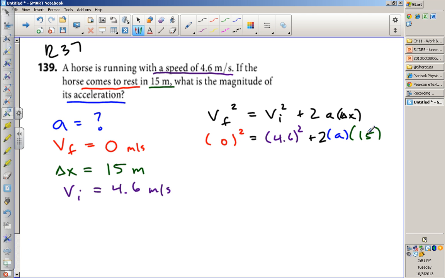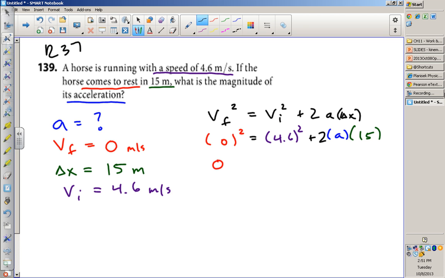So now it's just a matter of doing algebra and getting A by itself. There's lots of different ways you can do this. I really don't care how you do it, as long as you get A by itself. So, what's the first thing we could do here? Square 4.6, right? Technically we have to square 0 as well, but it's pretty easy. Also, this term right here, 2 times A times delta X. Because it's multiplication, does it matter what order we do it in? No, right? And once again, you don't have to show me this every time, but just in case.